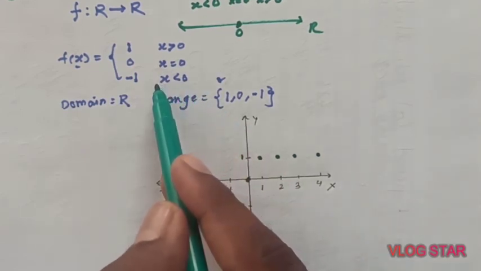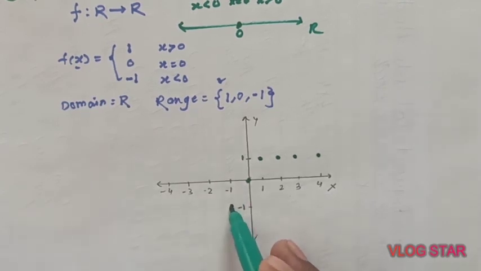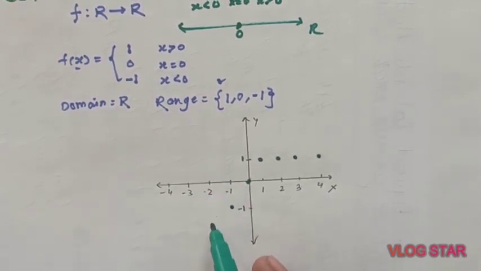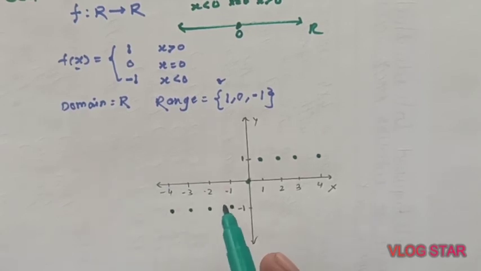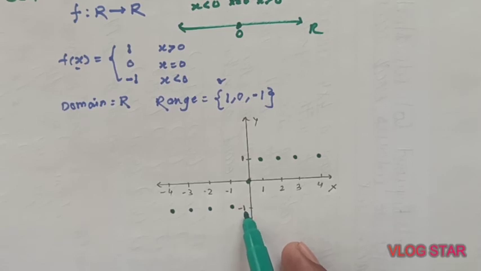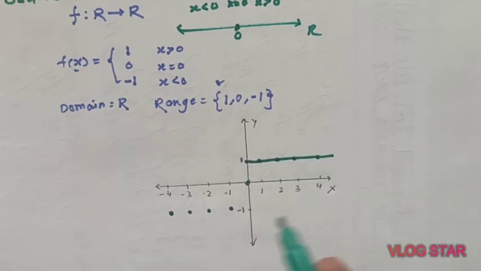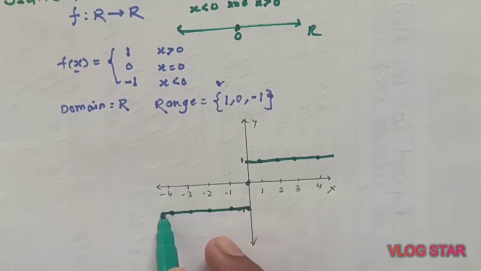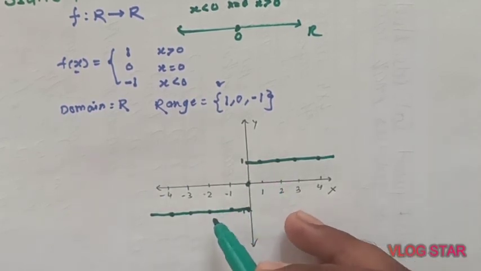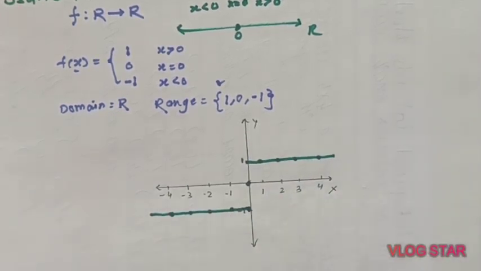What about negative? If x is less than 0, the image remains negative 1. For minus 1, the image is negative 1. For minus 2, the image is negative 1. For negative 3, the image is negative 1. For negative 4, the image is negative 1. For whatever negative numbers, the images are always negative 1. So if I draw this graph, it would be like this, and here it is like this. It forms a step, this and this. Such a function is called the signum function. This is the graph of the signum function.